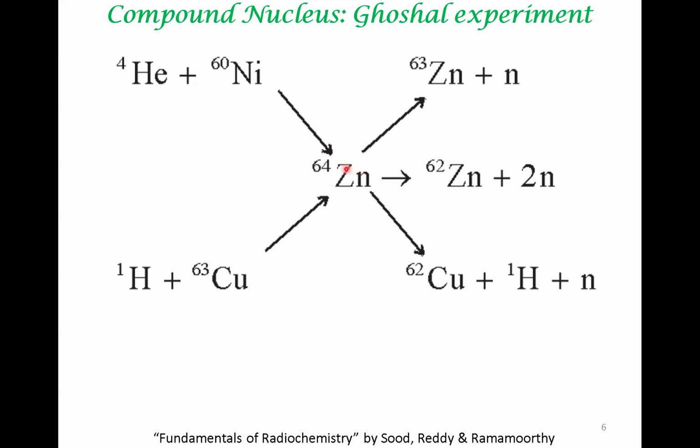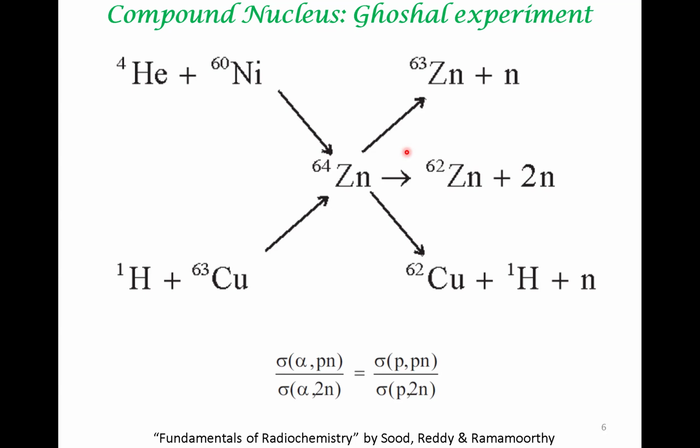Supposing this nucleus forgets how it came to this point. Then the decay pathway is independent of how it reached this point. That is, it doesn't matter whether it reaches this nucleus via this pathway or via this pathway, it continues to decay in a very similar manner. So that is important evidence that this compound nucleus forgets the way it was excited into forming a compound nucleus. Independent of how it was excited, the decay pathways are very similar.